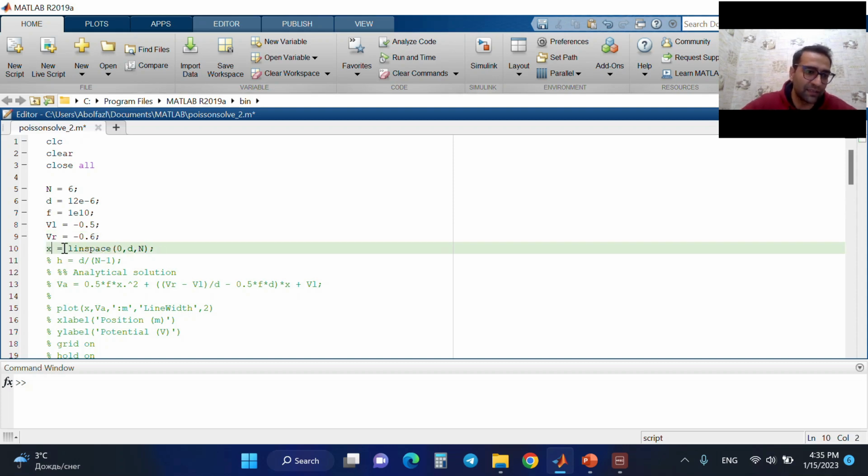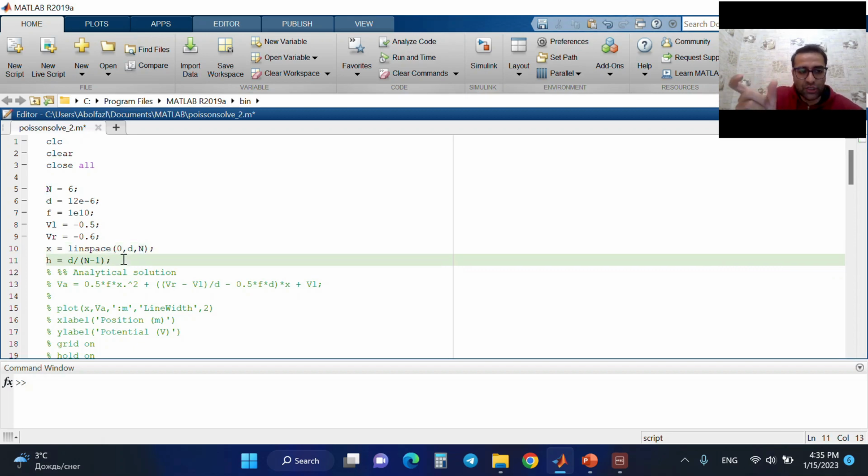Okay, let's define x. By defining linspace from 0 to d with n points, you discretize this length into n numbers, right? Six grid points. And what will h be? h is indeed delta x, the difference between two grid points, and this is d divided by n minus 1. Let's check. When we have 6 points, just press F5. You see h is 2.4 times 10 to the power of minus 6. Just let me put a semicolon here and continue.